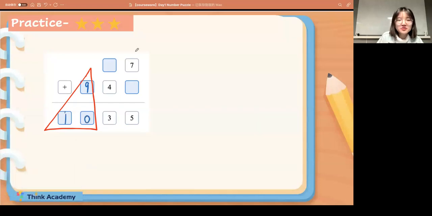Okay, now we can go to the ones column because we need to fill in all the blanks, right? So 7 plus 1 number will equal 5. Is it possible?